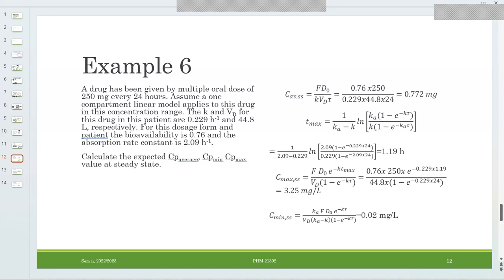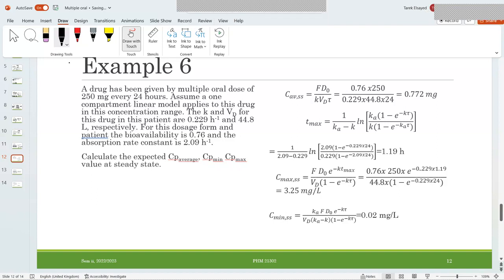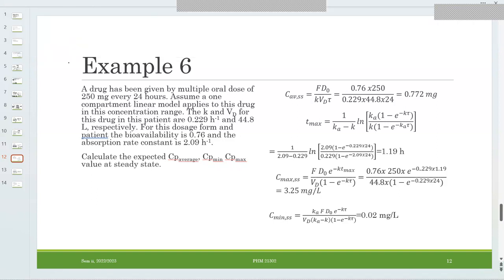Now, if I want to calculate the Cmax, I should use the equation for Cmax. So another example: here they give you the dosage interval every 24 hours, and then pharmacokinetic parameters, including bioavailability and Ka. They want you to calculate average, min, and max at steady state. So use the steady state equations.